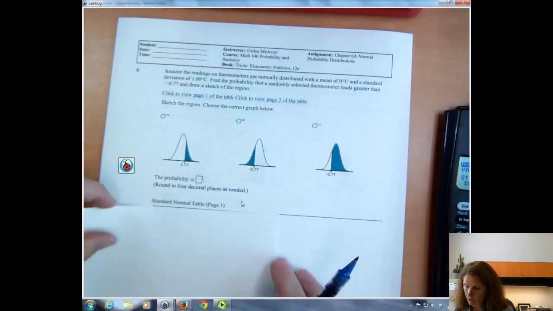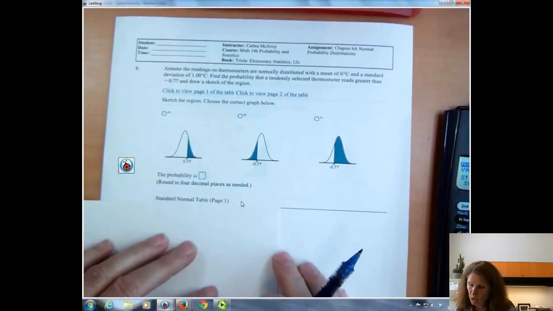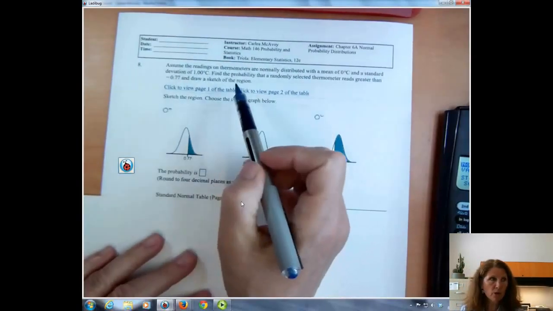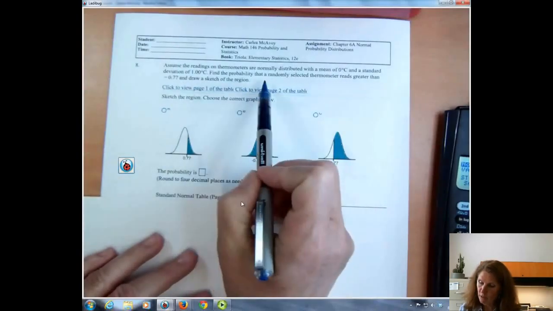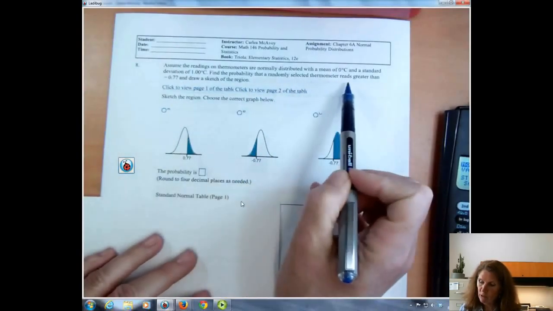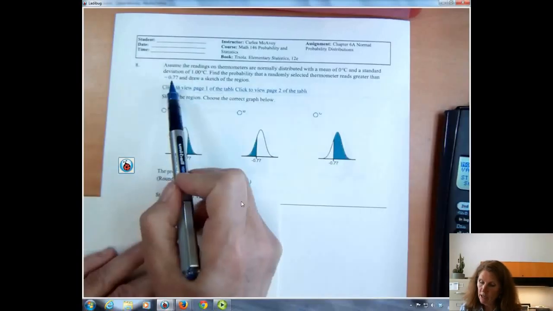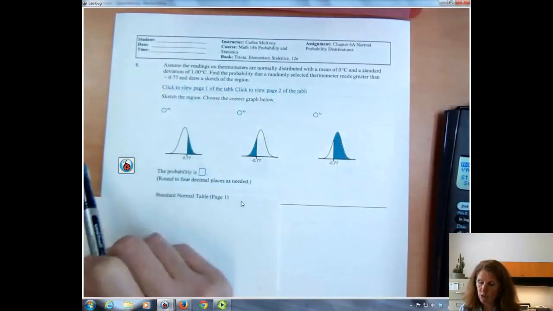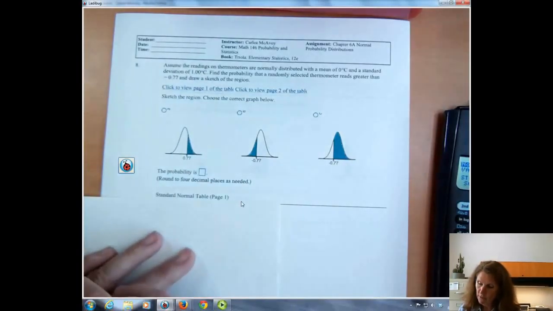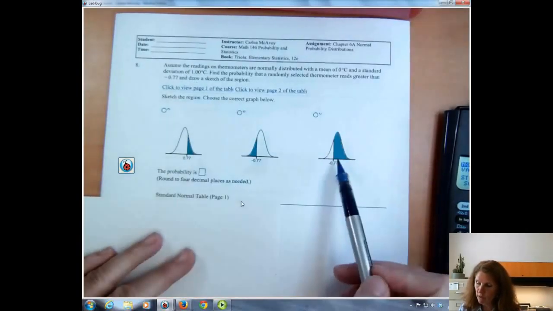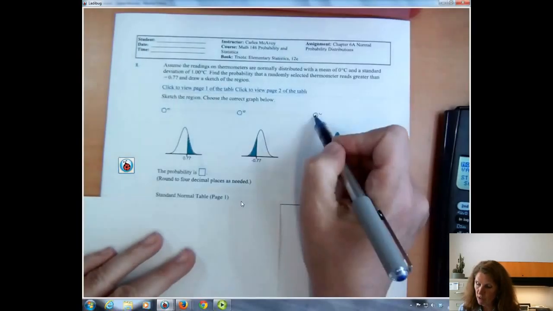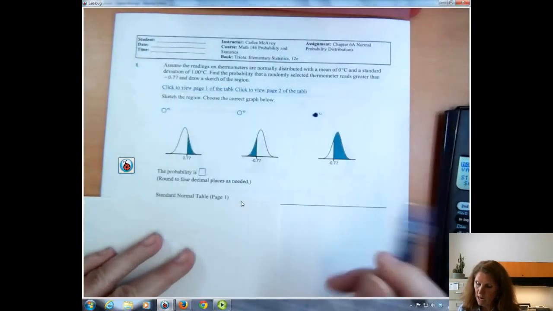All right, so assume the readings on a thermometer are normally distributed with a mean of 0 and a standard deviation of 1. Find the probability that a randomly selected thermometer reads greater than negative 0.77 and draw a sketch. Well, negative 0.77 is on both of these, and we want greater than. Since it's greater than, it should be to the right, so it's got to be this picture here. And then we want to find that.